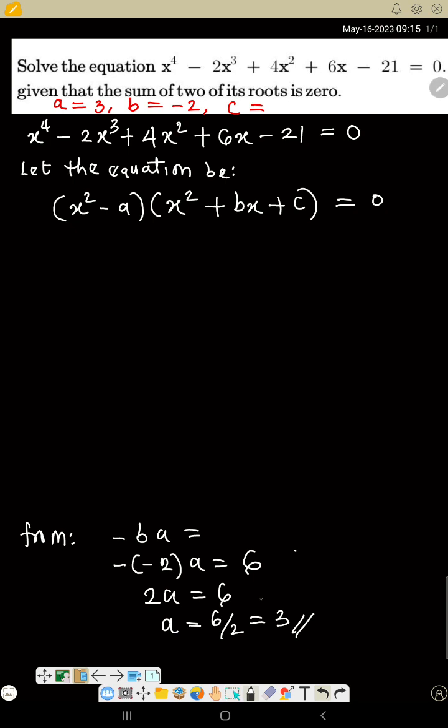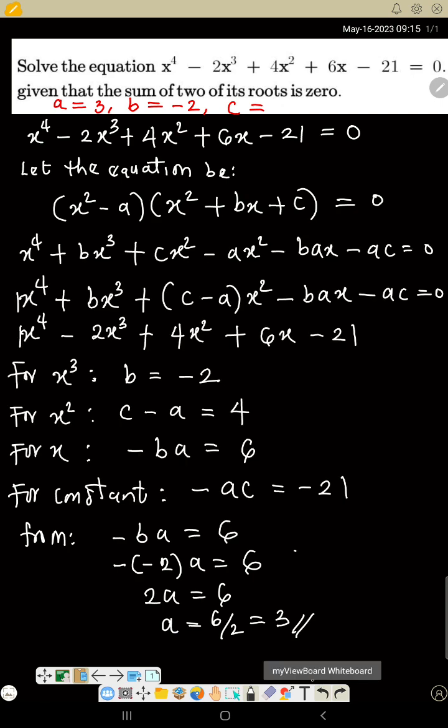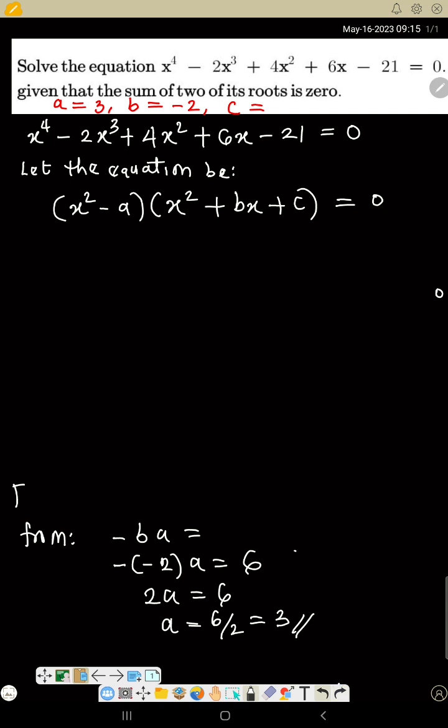Okay, let's find c now, because we know that minus ba is equals to 6. So we'll start from there. Oh, we have used that one. We need the last equation 4.